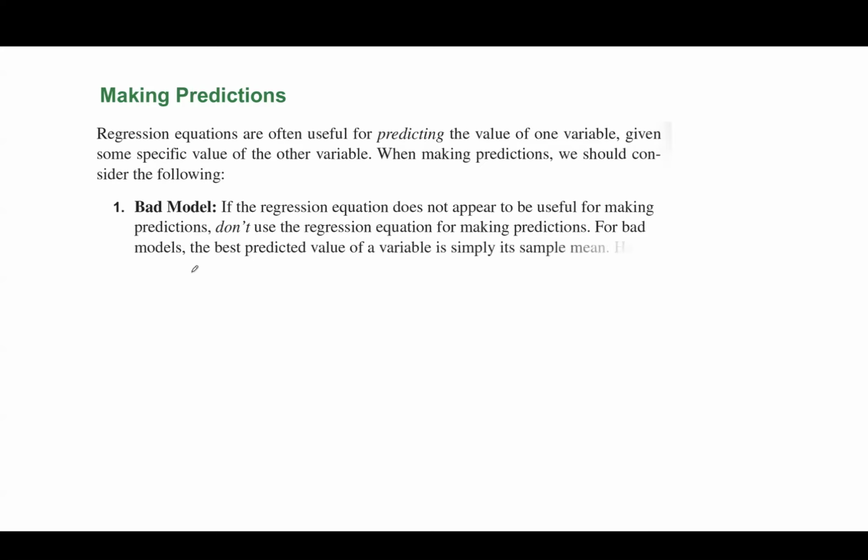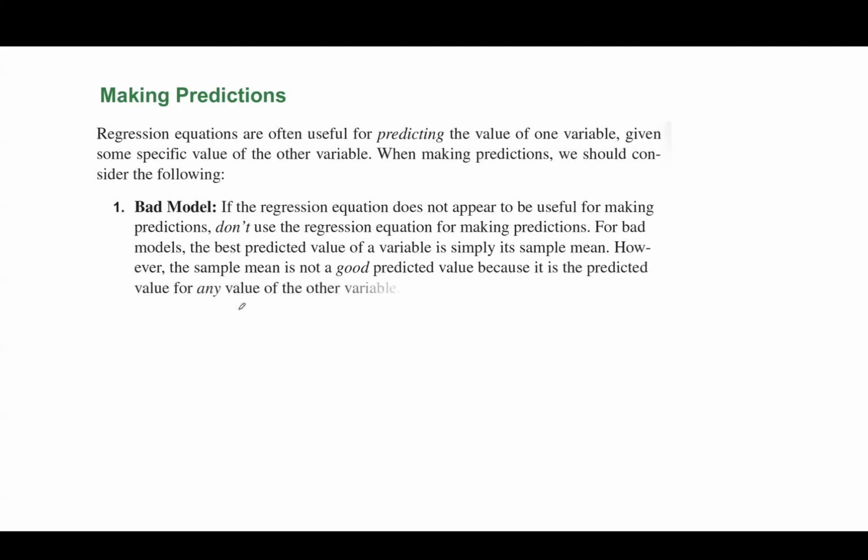For bad models, the best predicted value of a variable is simply its sample mean. But the sample mean is not a good predicted value because it is the predicted value for any value of the other variable.